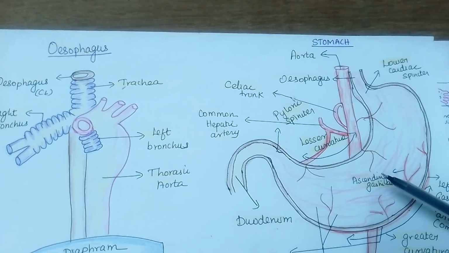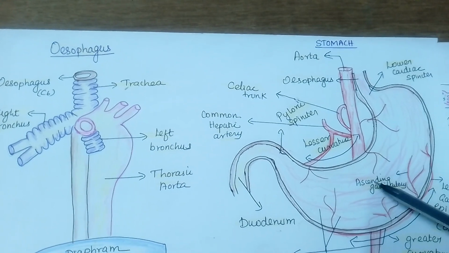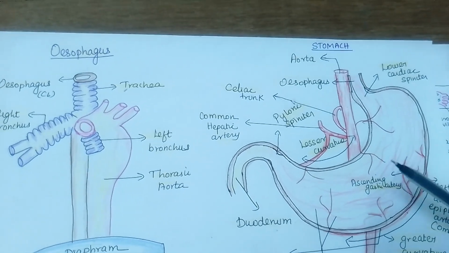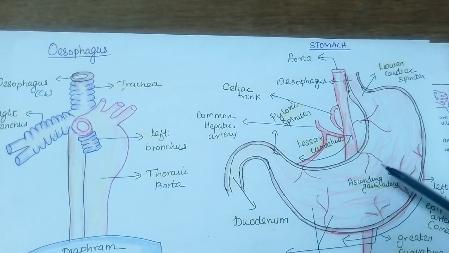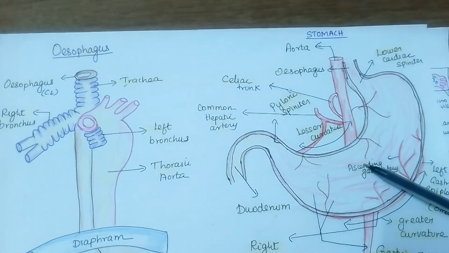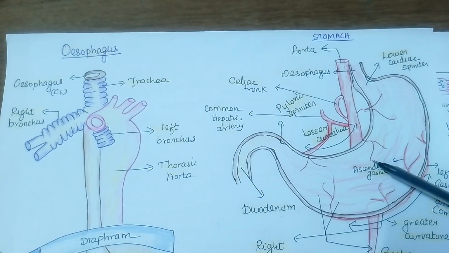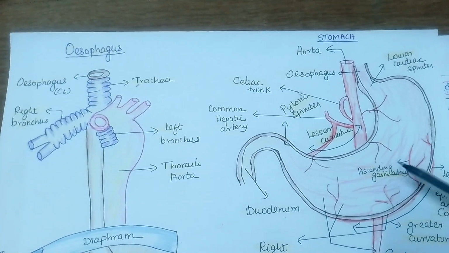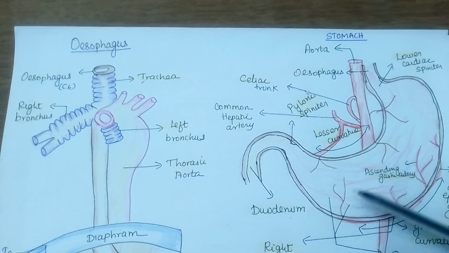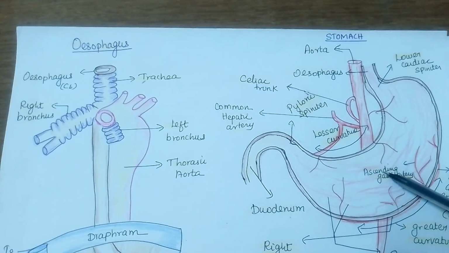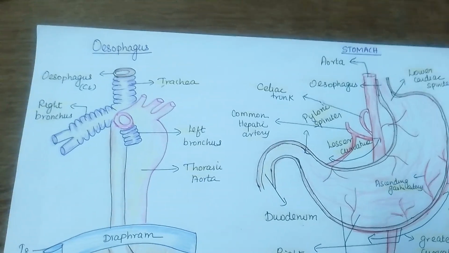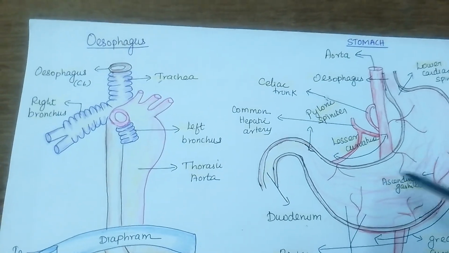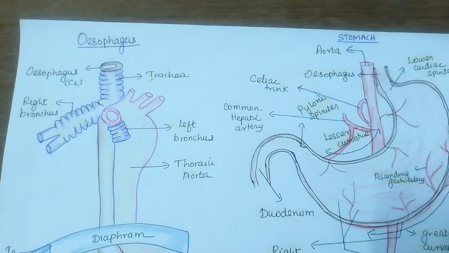pepsin, gastrin, gastric lipase, amylase. Understand: amylase is helpful for digestion of carbohydrate, pepsin for the protein, lipase for the digestion of the fat. Inorganic substances are HCl, hydrochloric acid, KCl, calcium chloride, magnesium chloride, sodium chloride. All these are present here. These are the main composition of the secretory juices in the stomach.